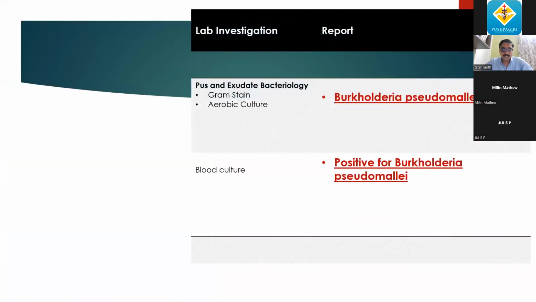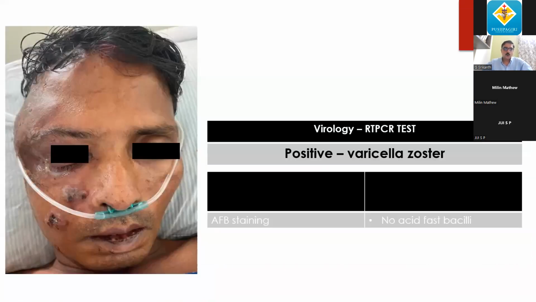So the blood culture, to our surprise, has come as Burkholderia pseudomallei. That is nothing but the organism that causes melioidosis. It has nothing to do with odontogenic causes. So the patient was taken over by infectious disease and the patient was isolated. Melioidosis very rarely causes infection in the head and neck region, but however, cases are reported.